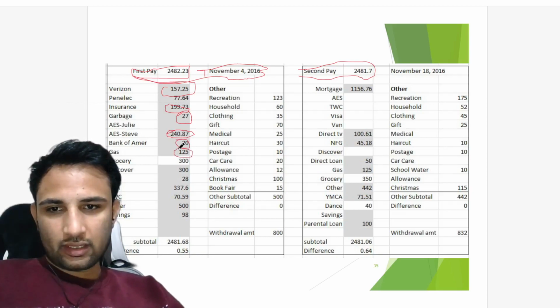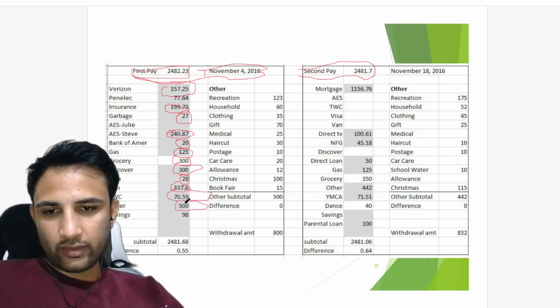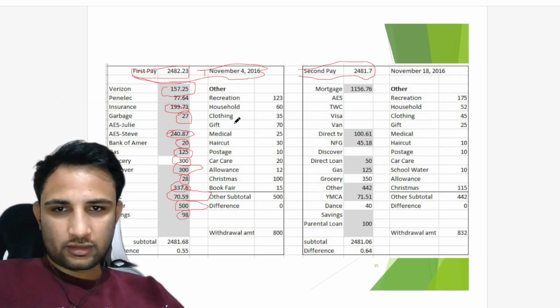For gas bill, we will take out $125. For grocery, we will take out $300. For Discover, we take out $300. For Visa, $28. For van, $337.6. For TWC, $70.89. For other expenses, we will take out $500. And for saving, we will take out $98.